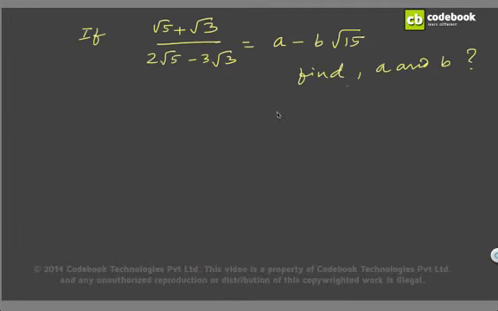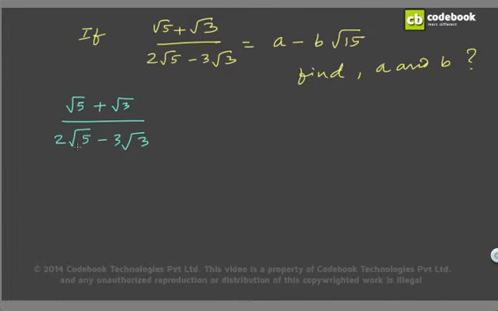So let's work on another problem. You have been given that (root 5 plus root 3) by (2 root 5 minus 3 root 3) is equal to a minus b root 15, and you are asked to find a and b. So if you observe the left hand side, there is a denominator with two terms and both the terms are irrational numbers, and on the right hand side we just have a simplified expression. So how do we get to this? We have to first rationalize the denominator in order to get to this simplified form. So let's try to do that.